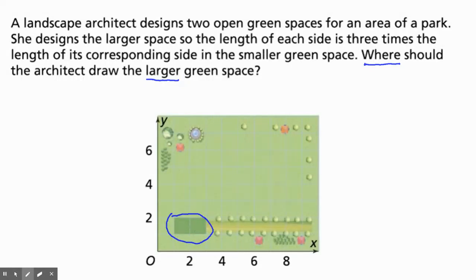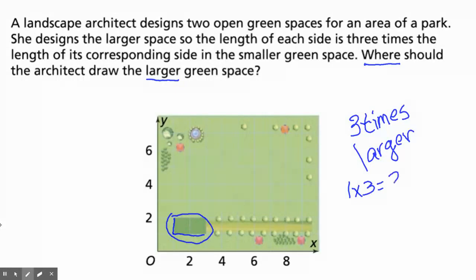So just looking at this, this is 1 by 2. If we're making it 3 times larger, we know 1 times 3 is 3. 2 times 3 equals 6. We know it's going to be a rectangle with length 3 and width 6. So it can go anywhere in this area right there.